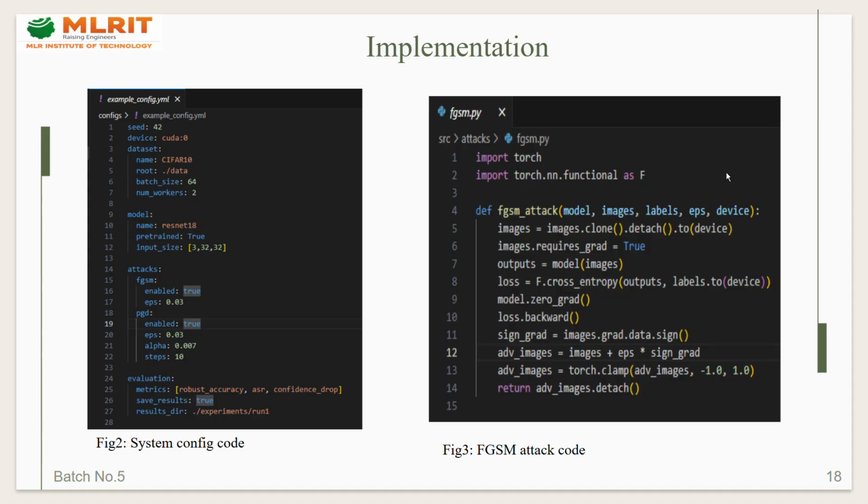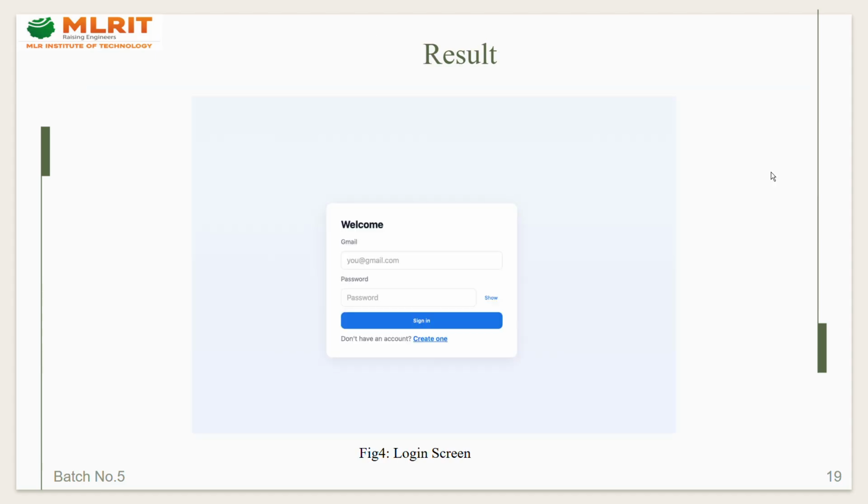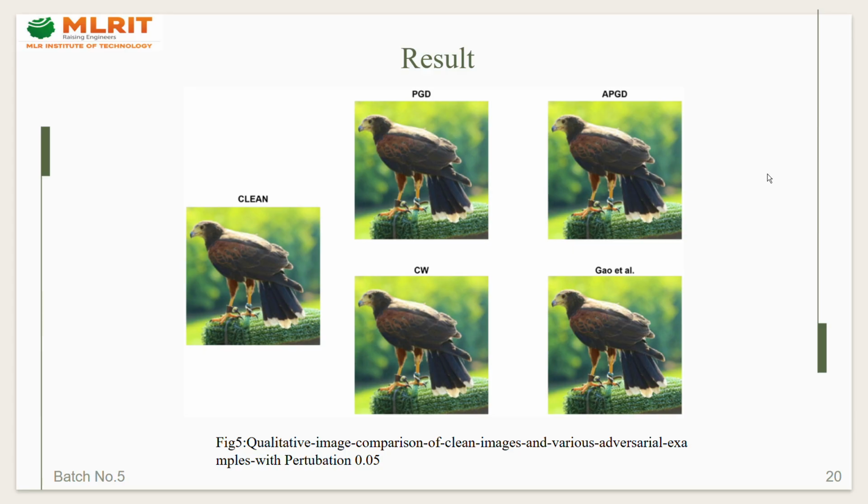These are the implementation pictures of the project. This is the config file that is generated from the data given in the frontend, and this is the code for FGSM attacks. This is the login screen, and this is the image that is generated. This on the left hand side is the clean image, and the right hand side are the adversarial images that were generated based on the clean image. As can be seen, it is hard to identify any change in these images with the naked eye. However, models have been giving consistently wrong answers on these images.